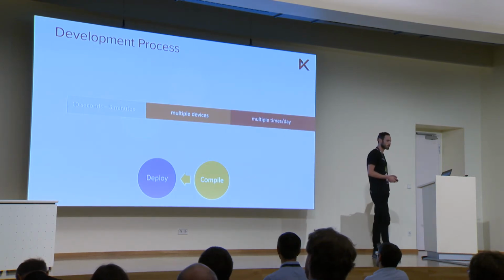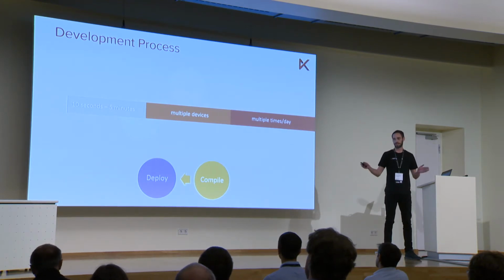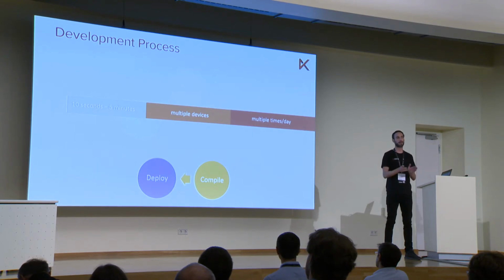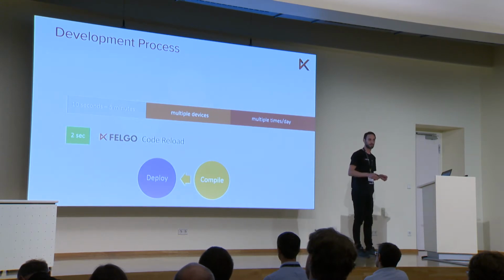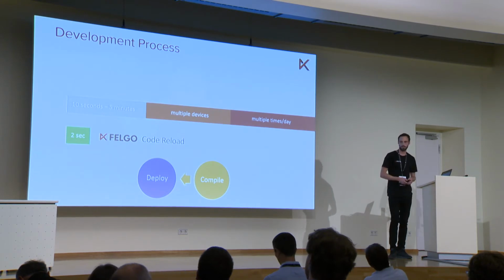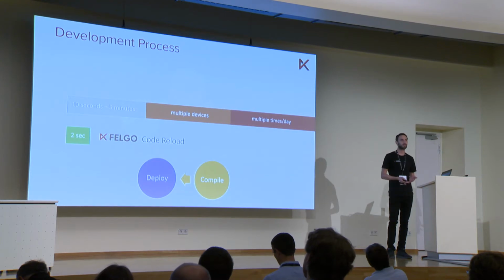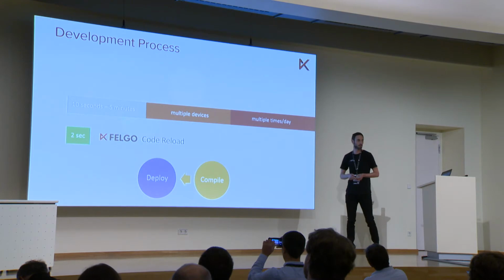So we came up with a solution to this problem, which is called FELGO code reloading, which allows you to cut down and shrink this whole deployment and compiling step down to 2 seconds, with the huge advantage that this works simultaneously for all connected devices at once. So how does this work? It's a standalone application that works together with Qt Creator. It's nicely integrated into Qt Creator. You can also use it with Visual Studio or any other IDE. It also works with Qt Design Studio or 3D Studio.